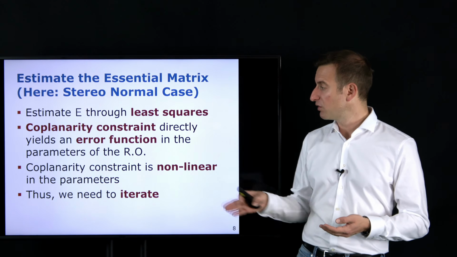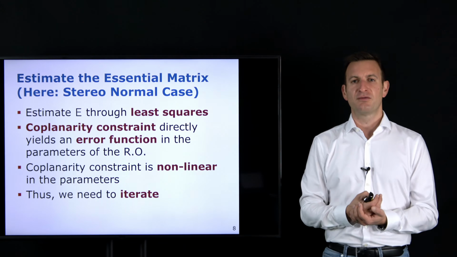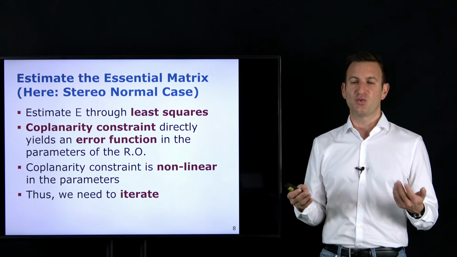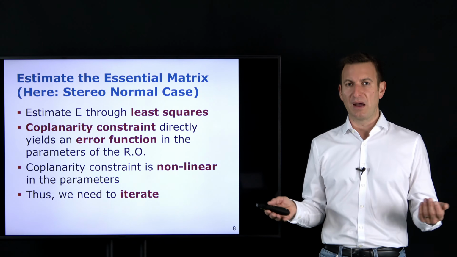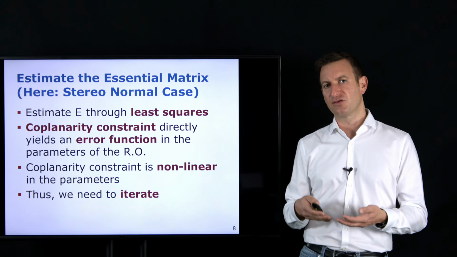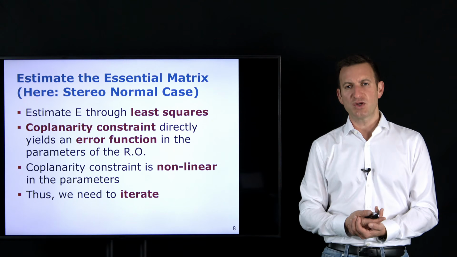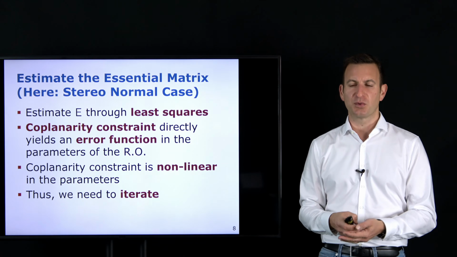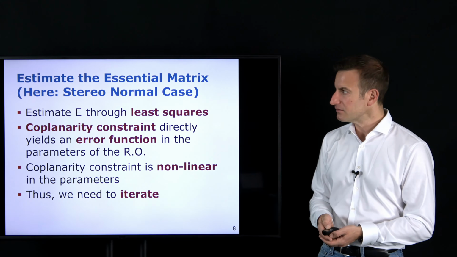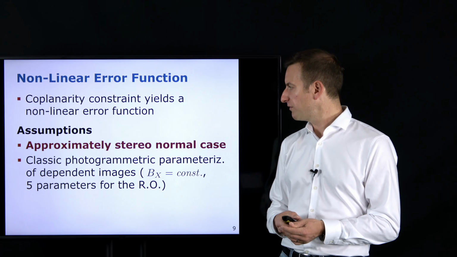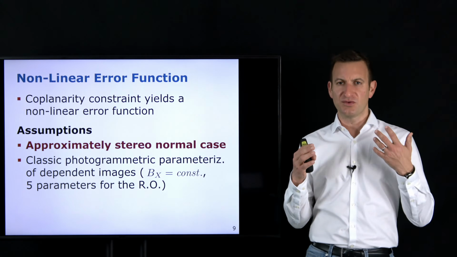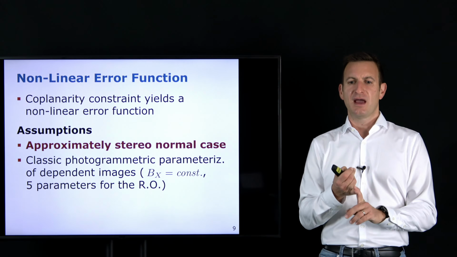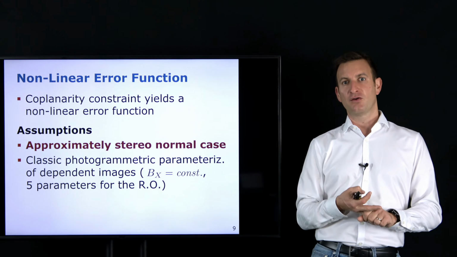It is nonlinear because we have our rotation parameters, for example, in there, and that means we need to iterate because we won't find the right solution with one single iteration, which would be the case if it were linear, but we are living in a nonlinear world as so often. So we have a nonlinear error function, and again, we use the coplanarity constraint to formulate it, and we make the assumption that we are in the stereo normal case.